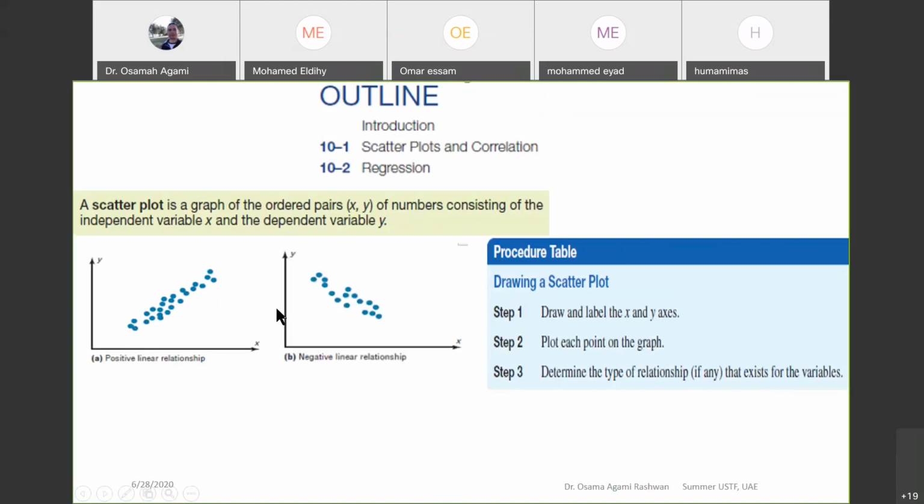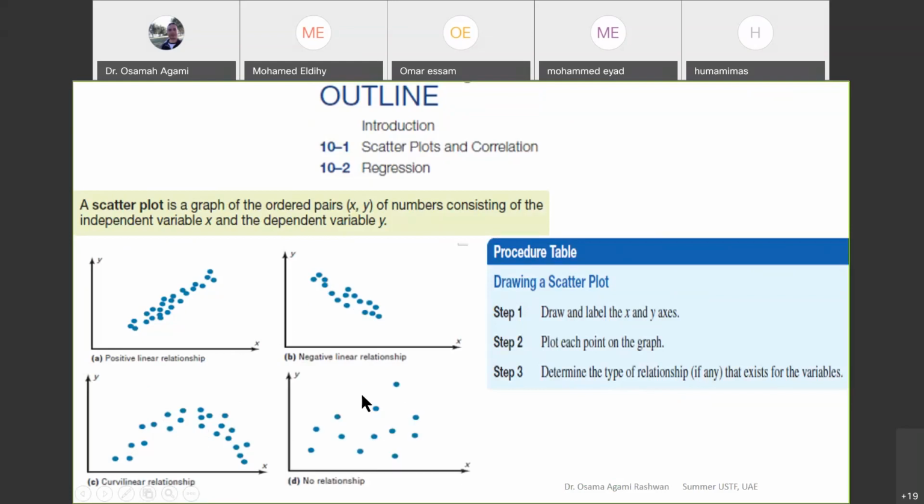Next, from the left to the right, you're going down, so it means it is negative, because it depends on the slope, right? The slope of this line is positive. The slope of this line, when you go from the left to the right, is going down, so it is negative. But when you have such one, this is like a curve, so this is called a curvilinear relationship. But this is a messy one. You cannot decide what the relation is between y and x.